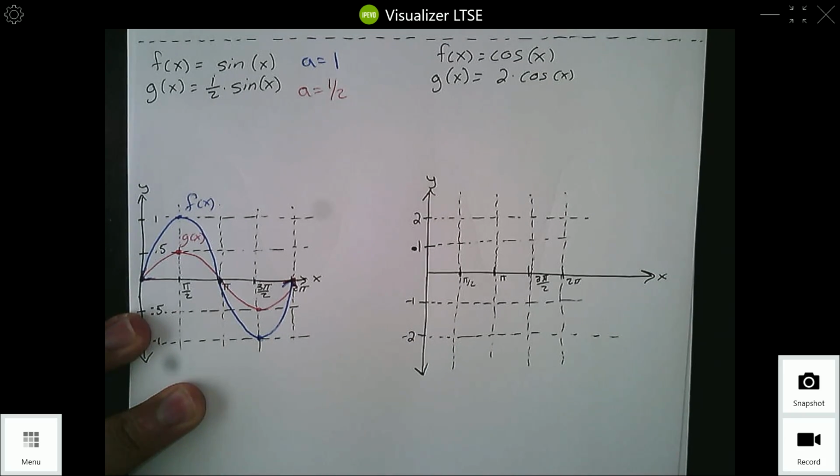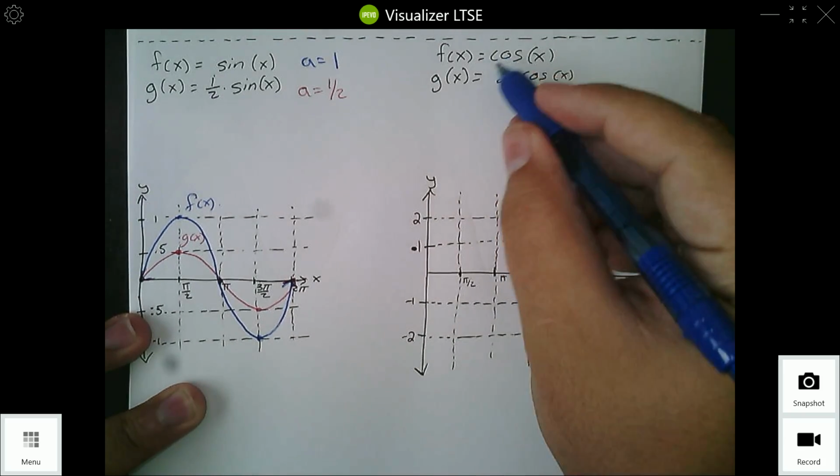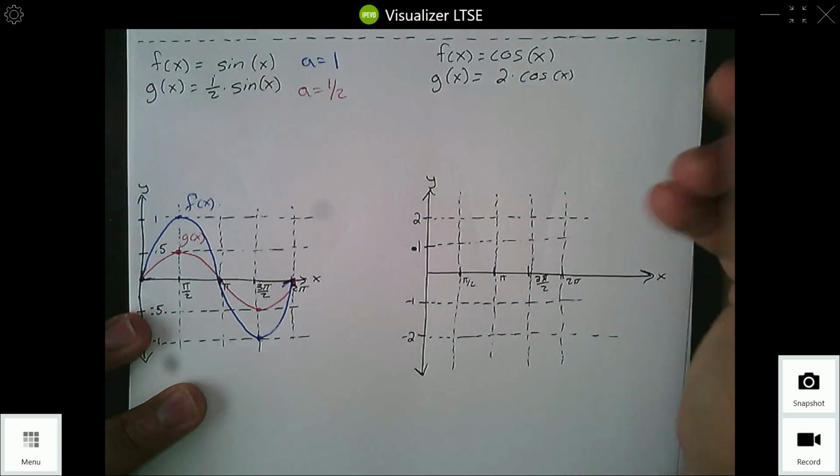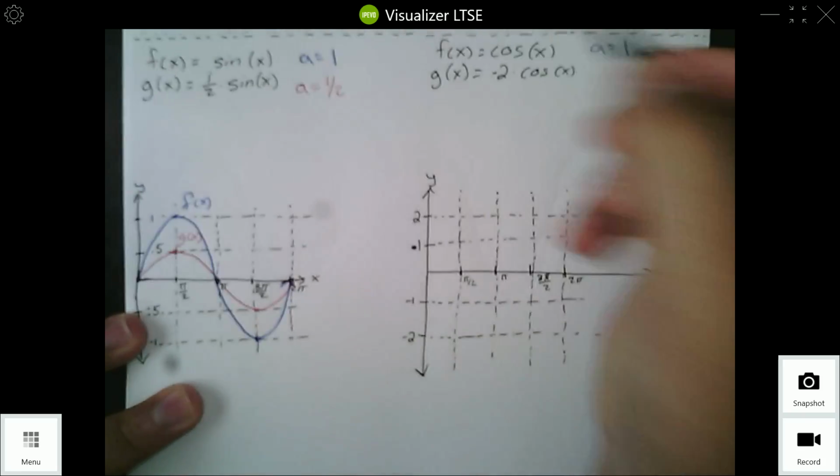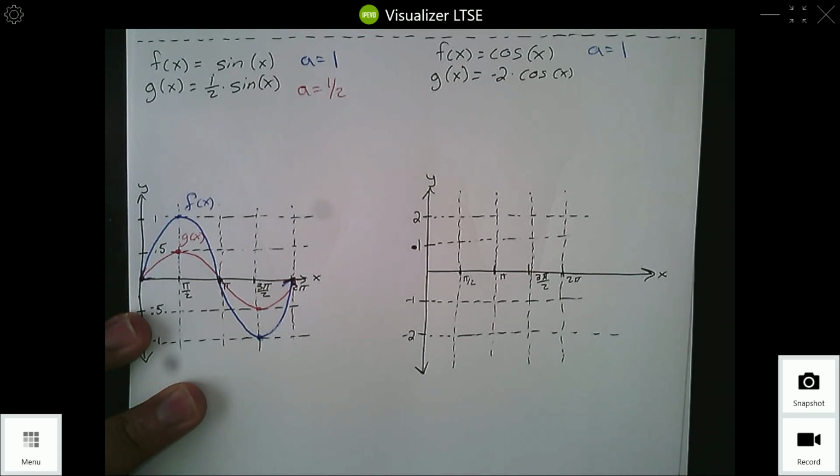So once again, we'll do the same thing. For cosine x, since there's nothing in front of cosine, amplitude is essentially equal to 1. Okay, and it's just the absolute value, so it doesn't really matter. To see that, we'll make this negative 2 cosine x, and we'll see what that does to it. So I graph it once again.